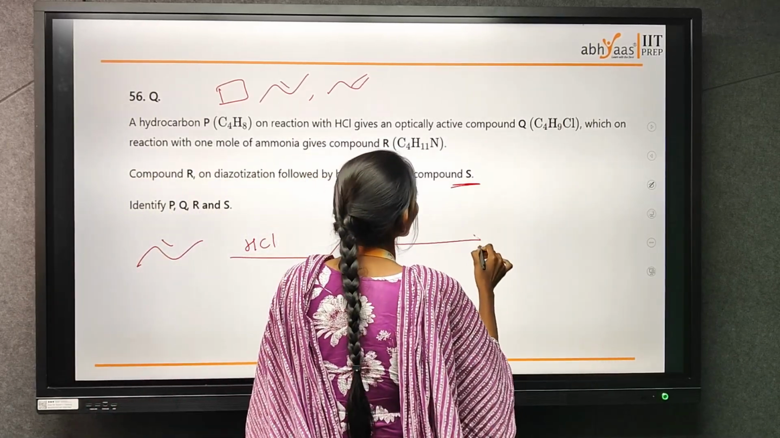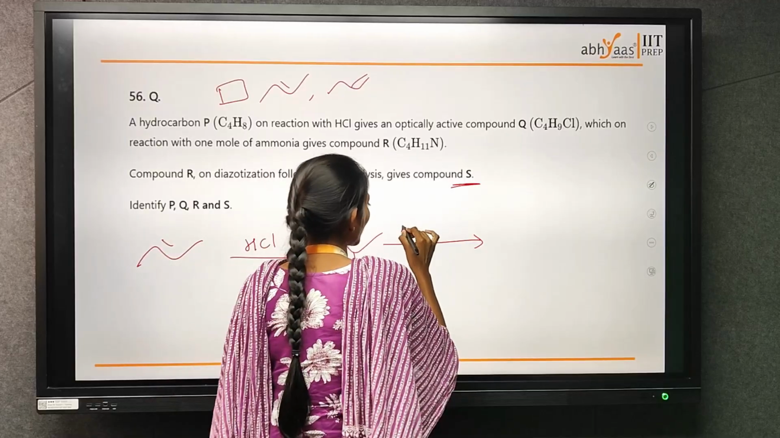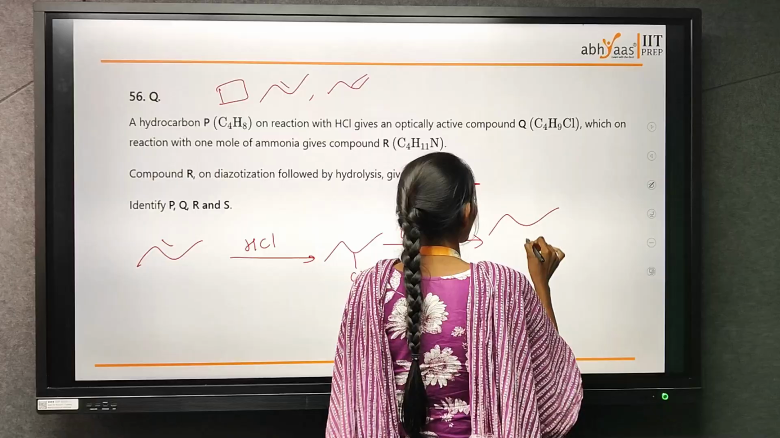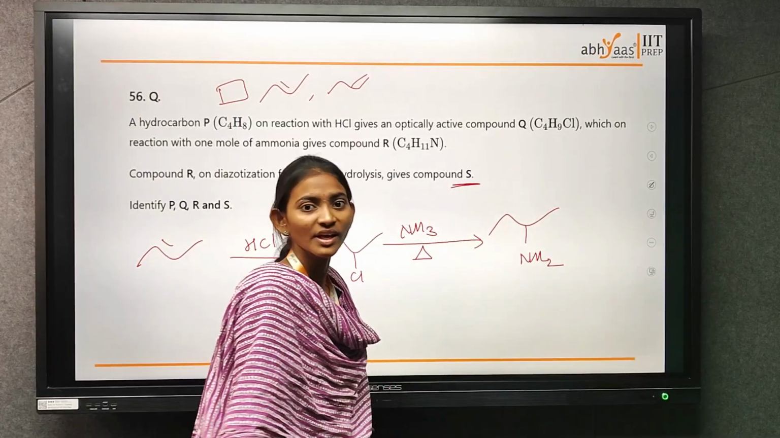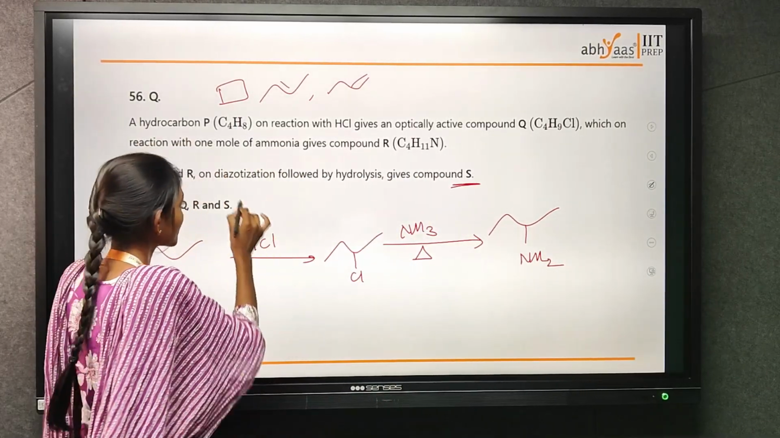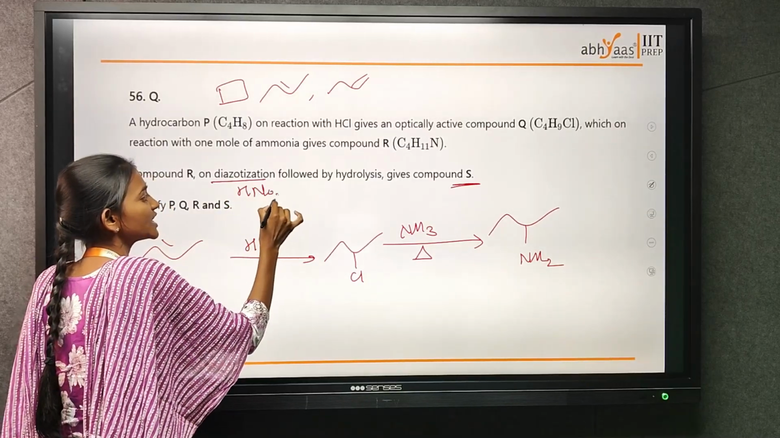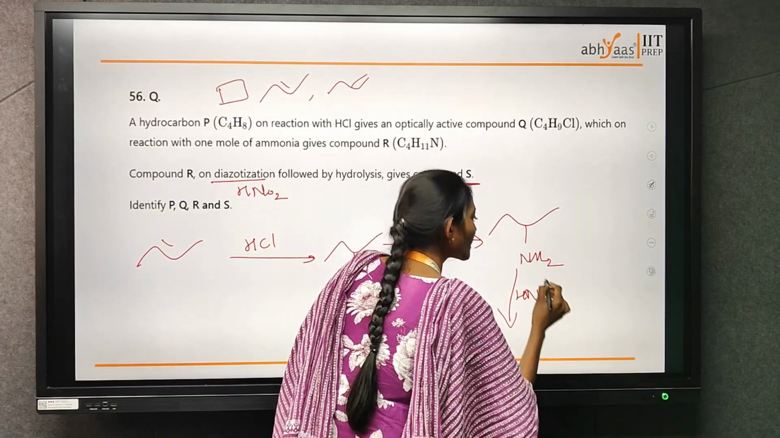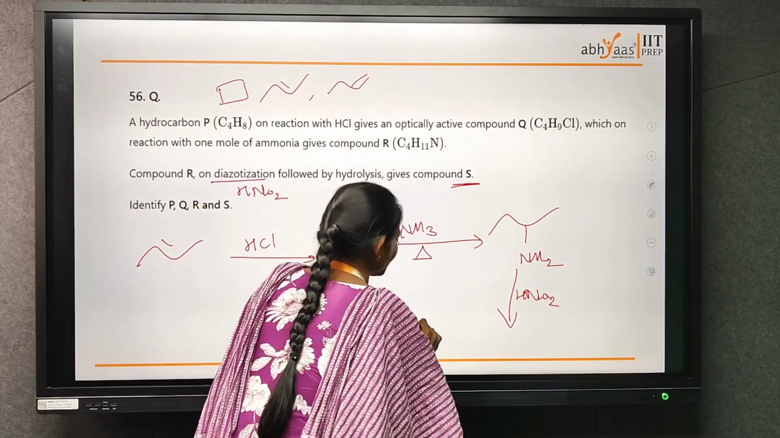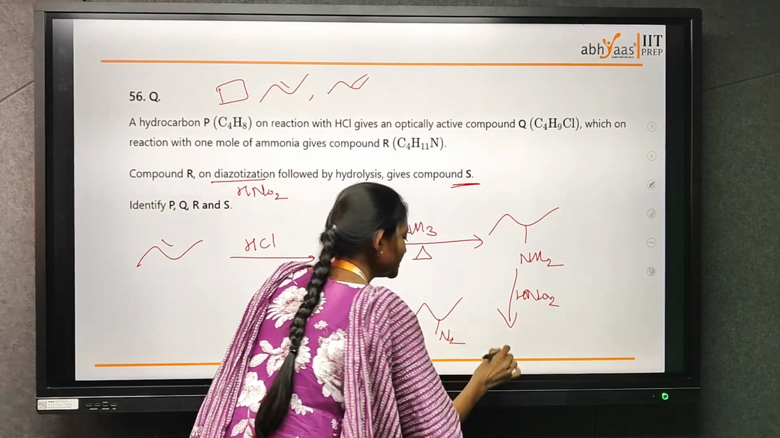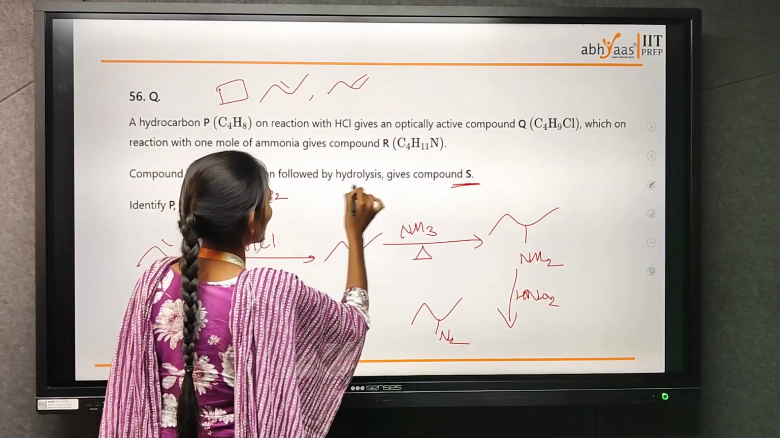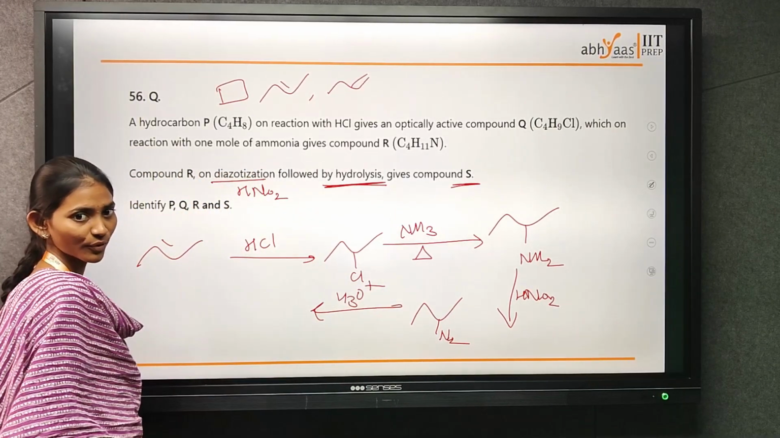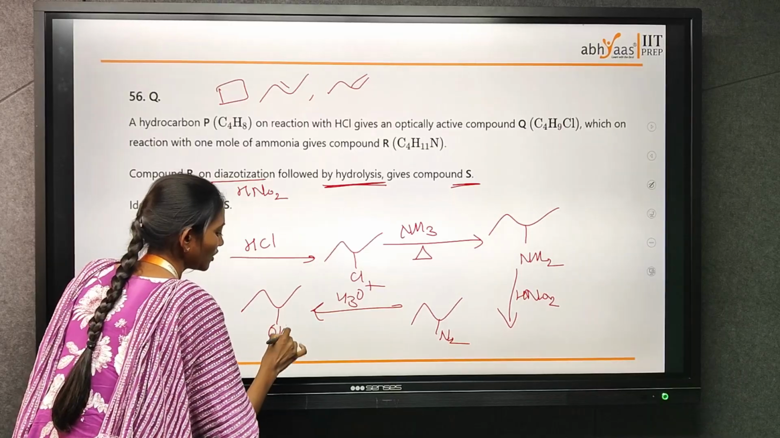And then 1 mole of ammonia. So 1 mole of ammonia gives what? A nitrogen compound, so we are getting NH2, right? When you see diazotization, it means HNO2. Upon doing that, we are getting N2, the diazonium, right? Diazotization. Upon hydrolysis you are getting your S compound, which is that alcohol, right?